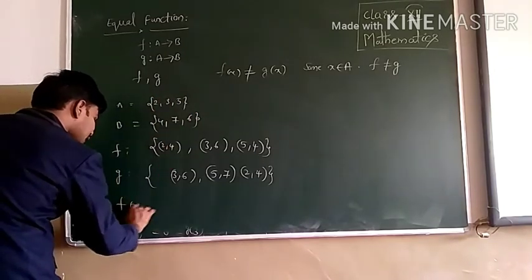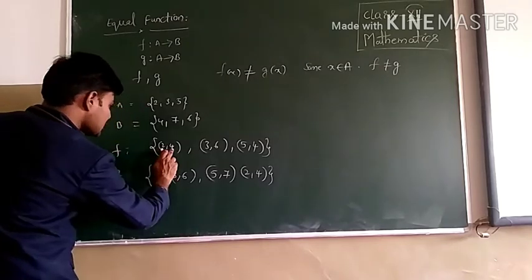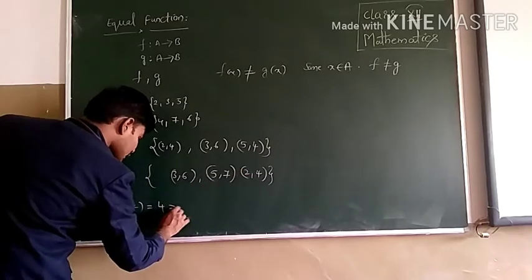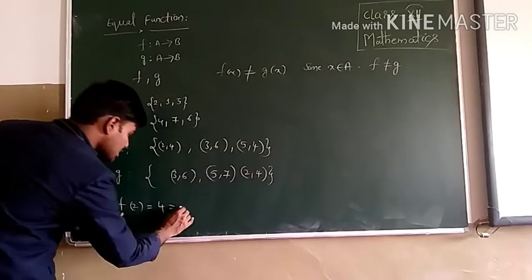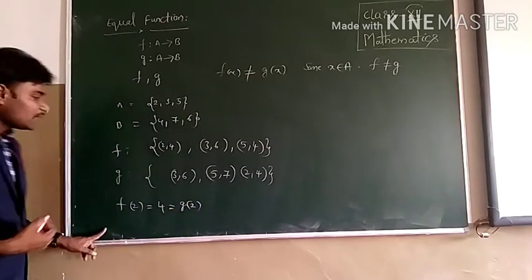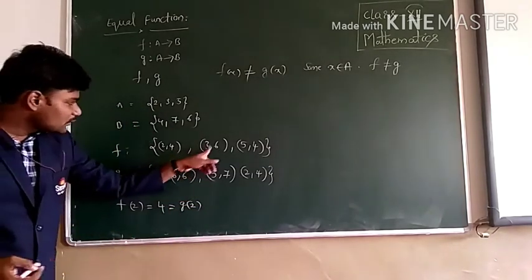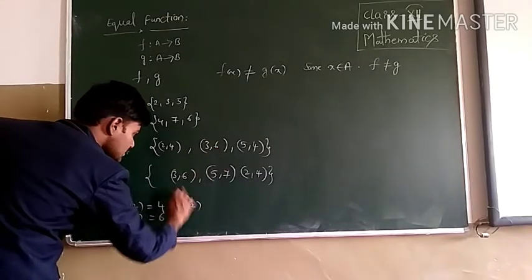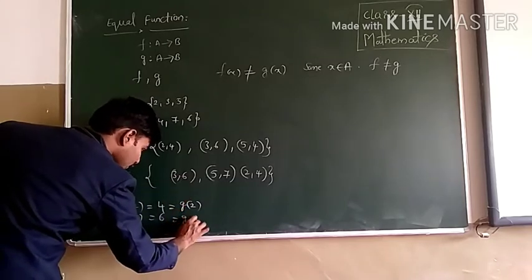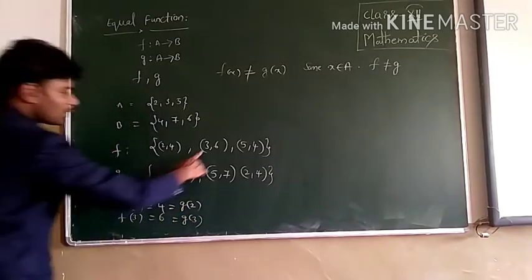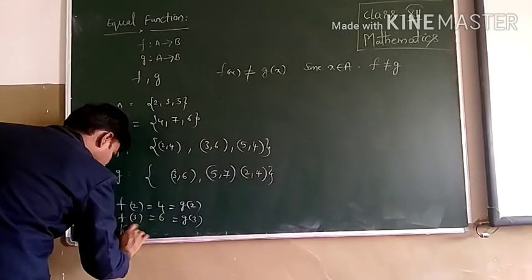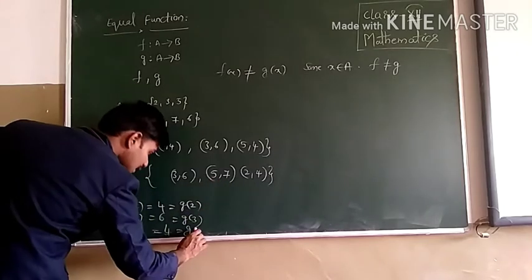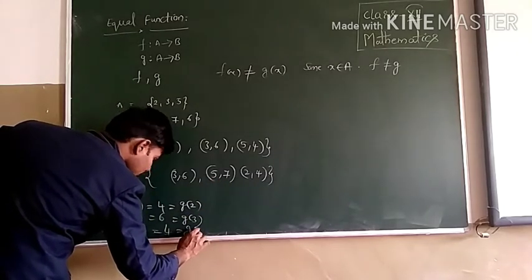So consider f of 2. f of 2 is related to 4, that is equal to 4. Here f of 2 is mapped with 4, so f of 2 is equal to g of 2. Next, f of 3 is mapped with 6, and g of 3 is also mapped with 6, so f of 3 equals g of 3. One more, f of 5 is 4, but here g of 5 is 7.